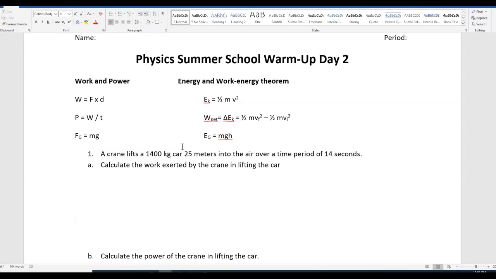The first question says a crane lifts a 1,400 kilogram car 25 meters into the air over a time period of 14 seconds. And the first question says calculate the work done by the crane in lifting the car.